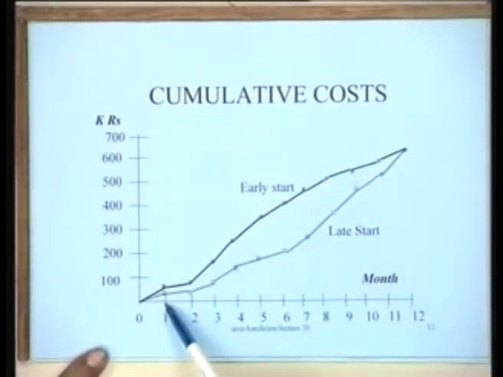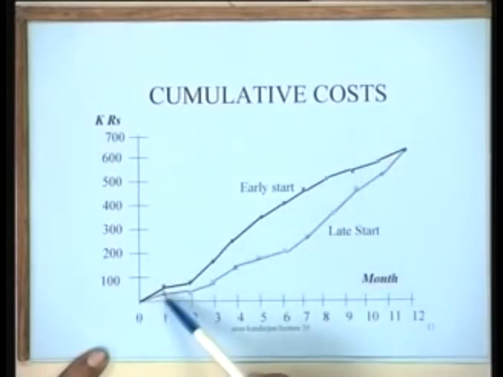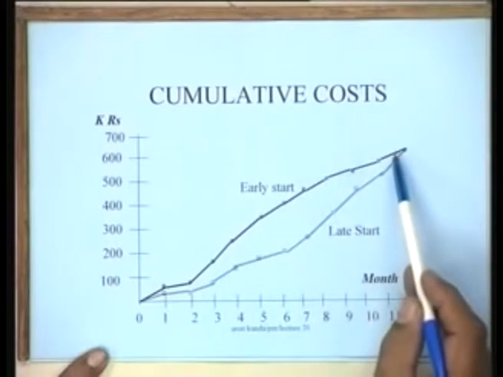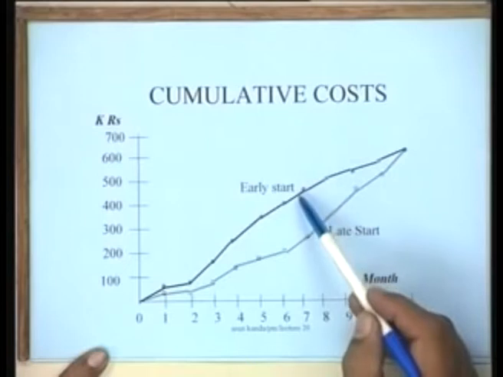At every month we have 2 values. The upper one is the early start cost corresponding to the early start schedule, the lower one is the cost corresponding to the late start schedule. So for each of the 12 points we have these 2 points, and so what you find is that the cumulative expenditure is much higher at every point of time in an early start schedule.